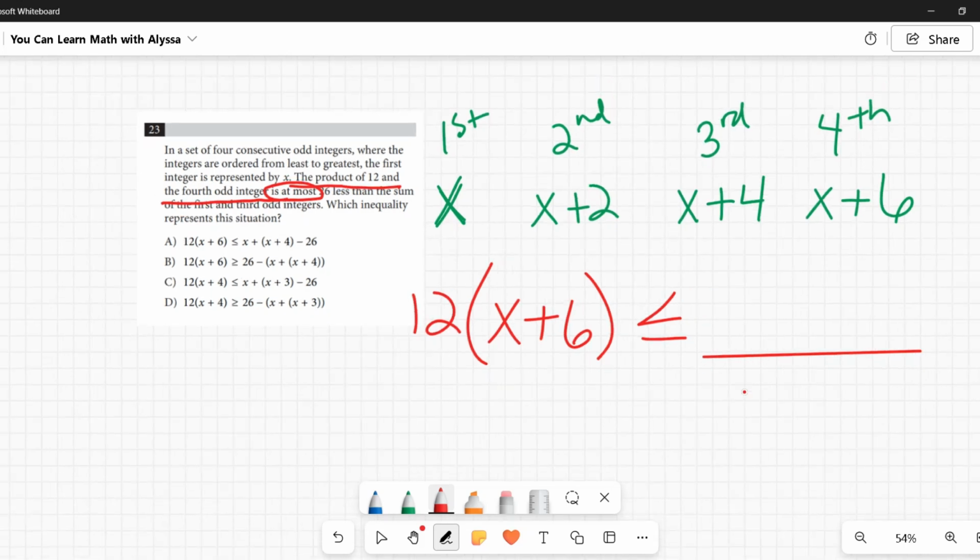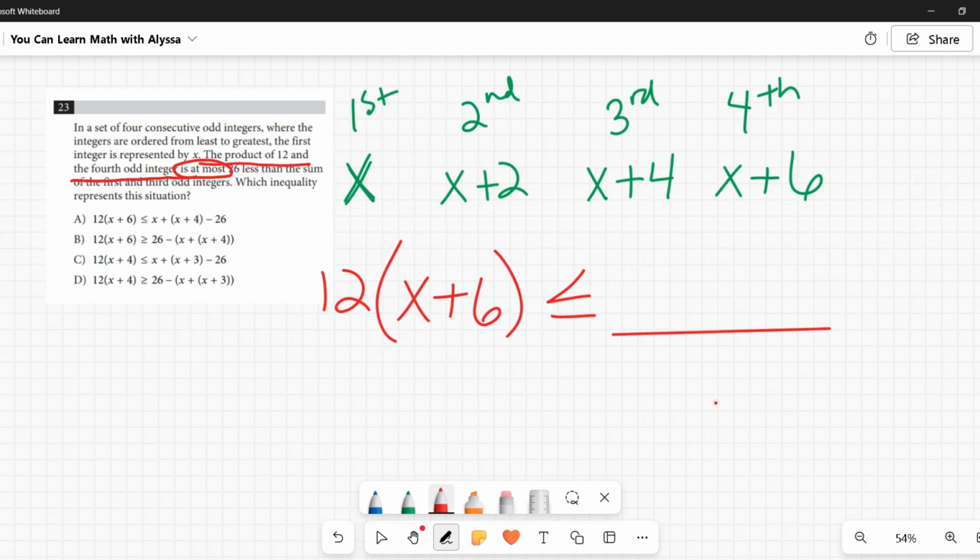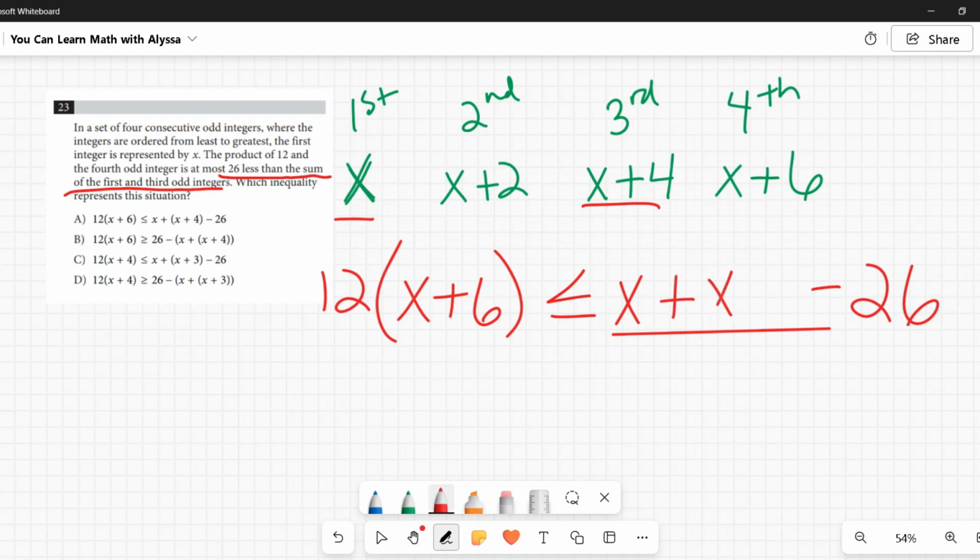So it is at most 26 less than, so I'm subtracting 26. It is, let me erase this so it can be clearly seen, 26 less than the sum of the first and third odd integers. Okay, so my first integer is x, and my third is x plus 4. So I am adding x plus 4, and it's 26 less than that.